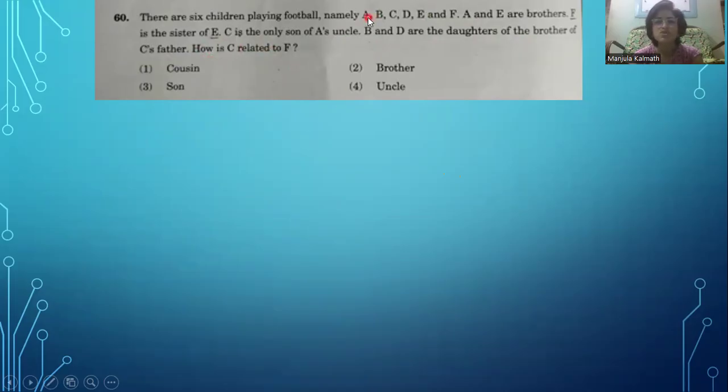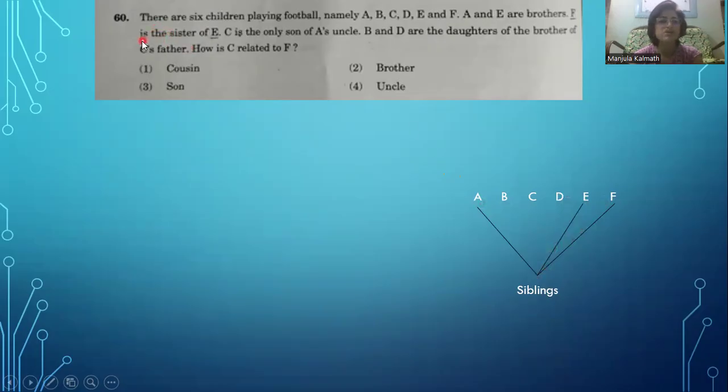So here, first of all, we have the children A to F. All the children are playing here, and we have to take all the children A to F. A and E are brothers, so here we have A as well as E, both are brothers, and F is the sister of E. So A and E are the brothers and F is the sister, which means that A, E, F are the siblings here.